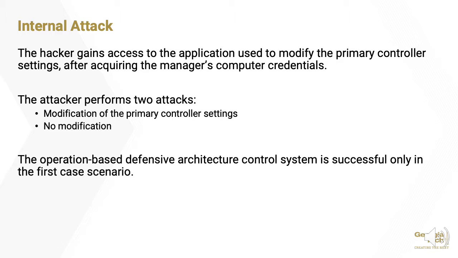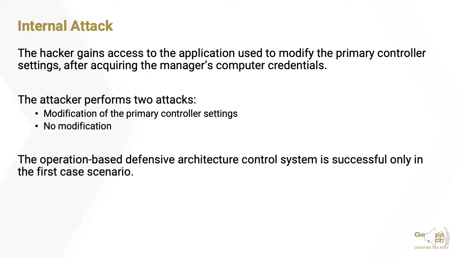In detail, the hacker acquires the credentials of the manager's computer and uses the built-in Windows RT remote desktop application to successfully connect remotely to the network server. The hacker then launches another remote desktop connection to connect to the primary controller, which is the intention of the hacker. After entering the credentials and gaining access to the application, he or she can modify the settings of the primary controller. So the hacker creates two scenarios: the modification of the primary controller settings and no modification.